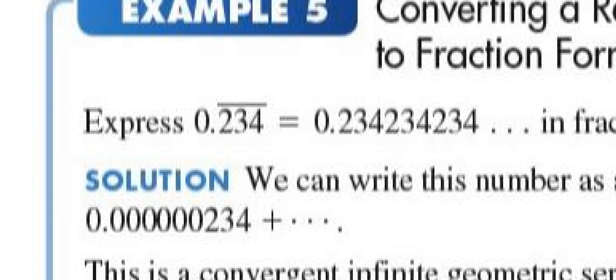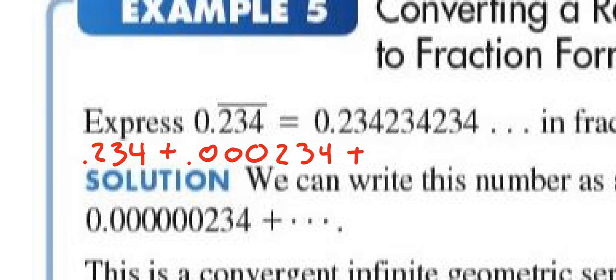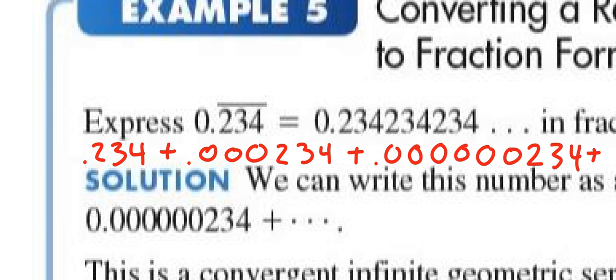So you've got 0.234 repeating: 234, 234, 234, 234, forever and ever and ever. So we can look at this as 0.234 plus 0.000234 plus 0.00000234. I can't write a full one. And on and on and on.